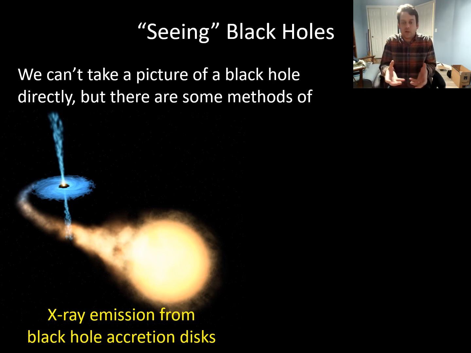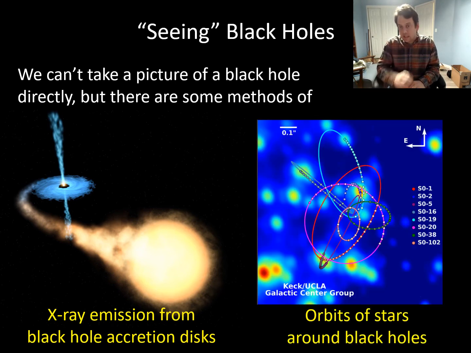To accrete is to take on or to absorb stuff. And so accretion disks are disks of matter that are being drawn in or sucked into a black hole. And if we look at the orbits of stars around black holes, that provides us another bit of information. Again, we can't see the black hole itself, but the black hole has a gravitational influence on the stars that are nearby because of the warping of space-time.